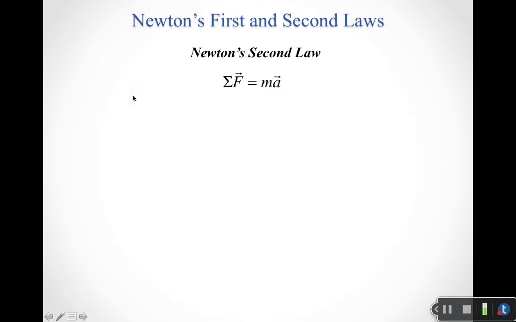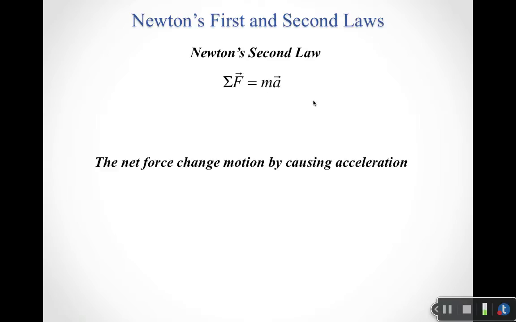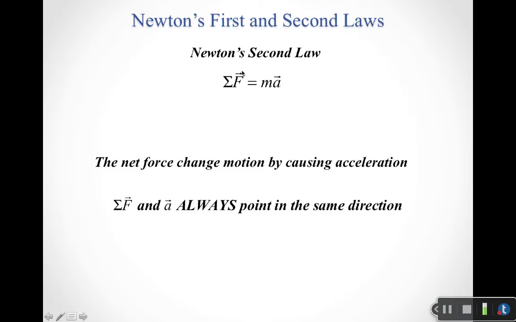So what is, again, important about Newton's second law is in some way it's the mathematical version of what we talked about in Newton's first law. If you said that there was no net force, there would be no acceleration. So sure enough, Newton's first law in some sense is buried in what we've got here with Newton's second law. So this is going to start by telling us the same thing. One is that the net force changes the motion by causing an acceleration. Two, the net force vector and the acceleration vector always point in the same direction.